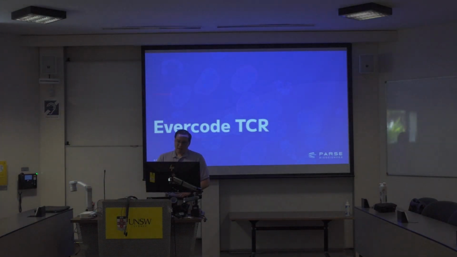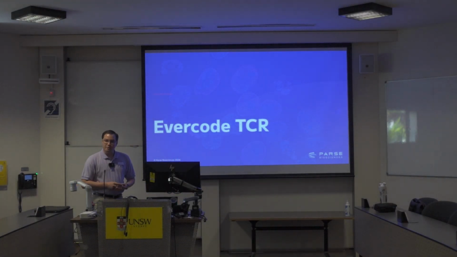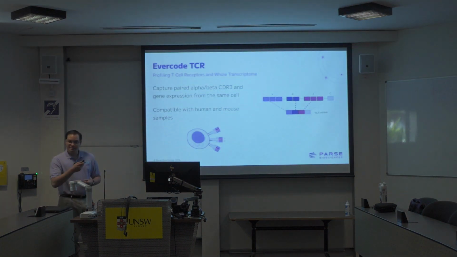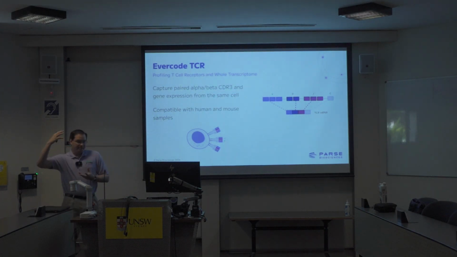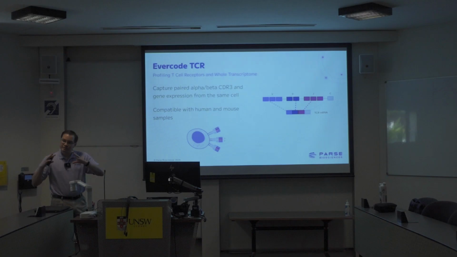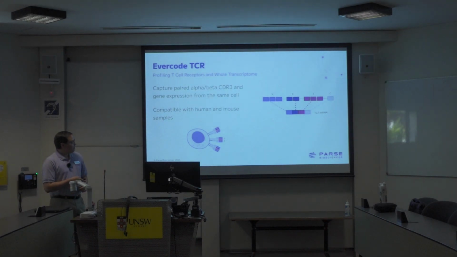Now, I'm going to touch on TCR and BCR just as a very high-level overview. And if you want to learn a little bit more, come find me at the afternoon tea. But speaking of tea, so for the TCR, we're looking at information from the whole transcriptome plus the CDR3 region of the T cell receptor from the same cell. And this is compatible with human and mouse samples.